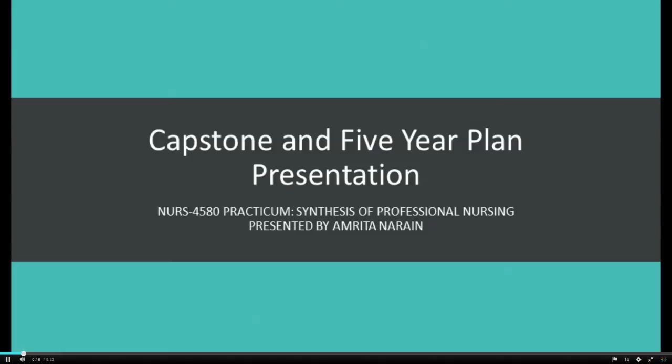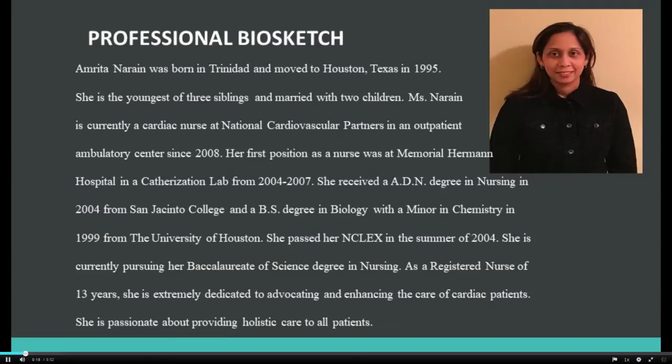This is my professional bio sketch page. Here you can see that I was born in Trinidad and moved to Houston, Texas in 1995. I'm the youngest of three siblings and married with two children. I'm currently a cardiac nurse at National Cardiovascular Partners in an outpatient ambulatory center since 2008.